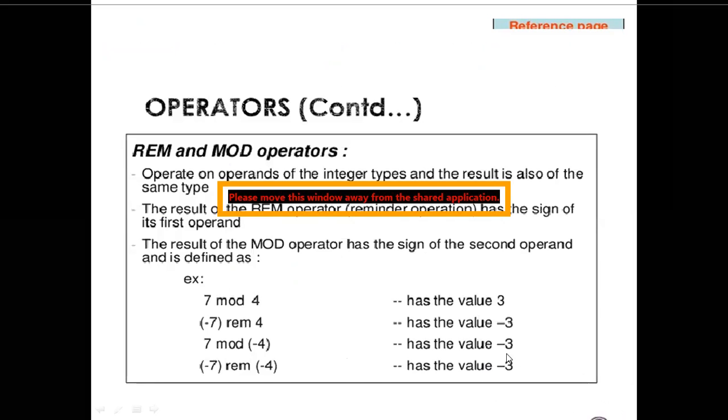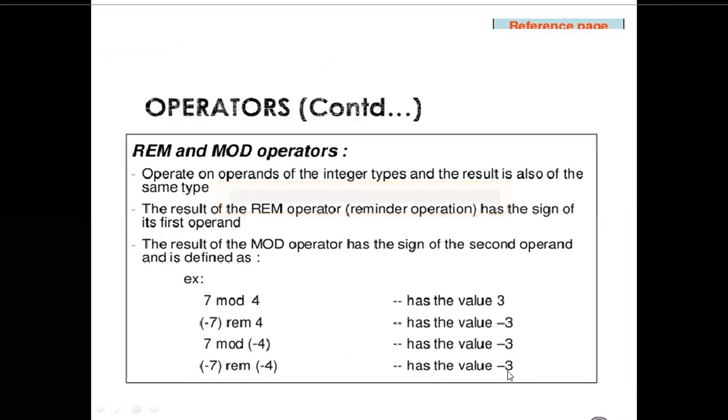Therefore, the result is minus 3. Similarly, minus 7, remainder minus 4. So for remainder, it takes the dividend sign. Here the dividend has a negative sign. Therefore, the result is minus 3. So totally, this is the difference between mod and remainder.